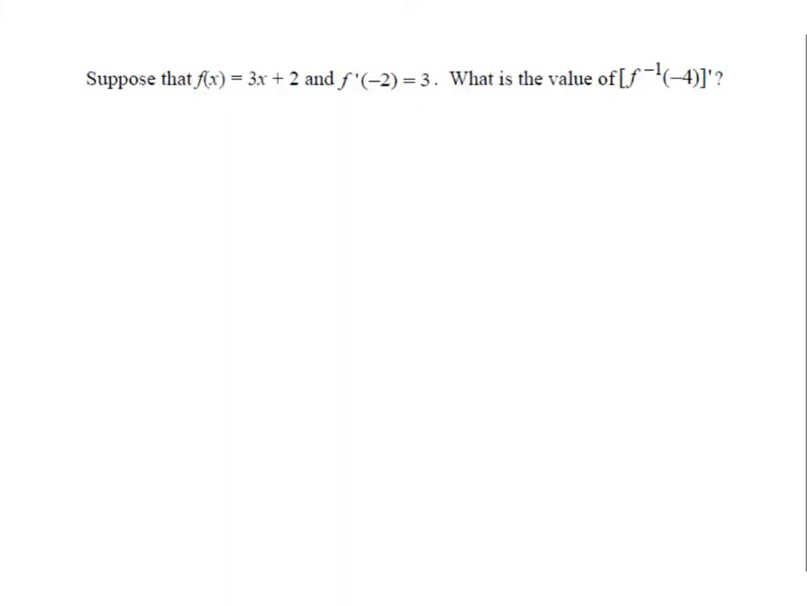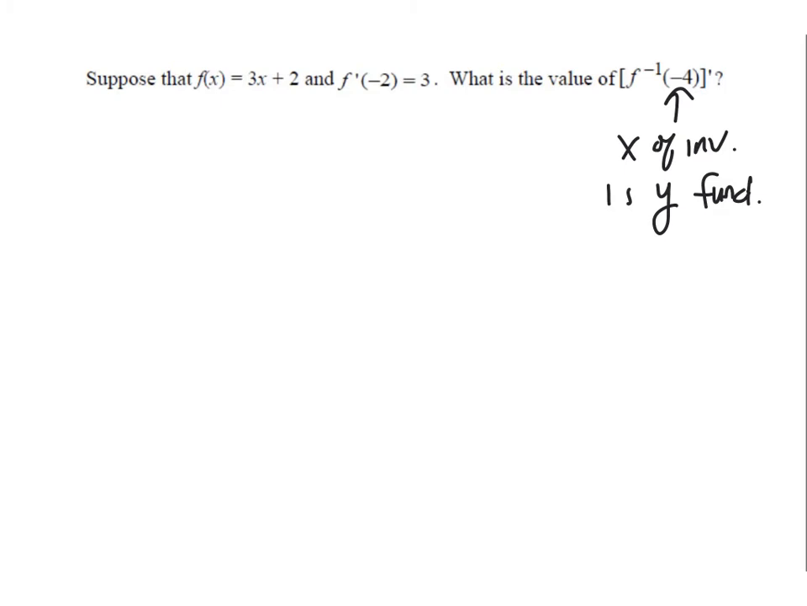So in this problem, it gives us that f of x is equal to 3x plus 2. The derivative of f at negative 2 is 3. What is the value of f inverse of negative 4 and the derivative? So what's the derivative of the inverse at negative 4? All right, so the first thing to understand about this is what is f prime of negative 4? Well, the x of the inverse is the y value of the function. And so I need to know what the x value of the function is.